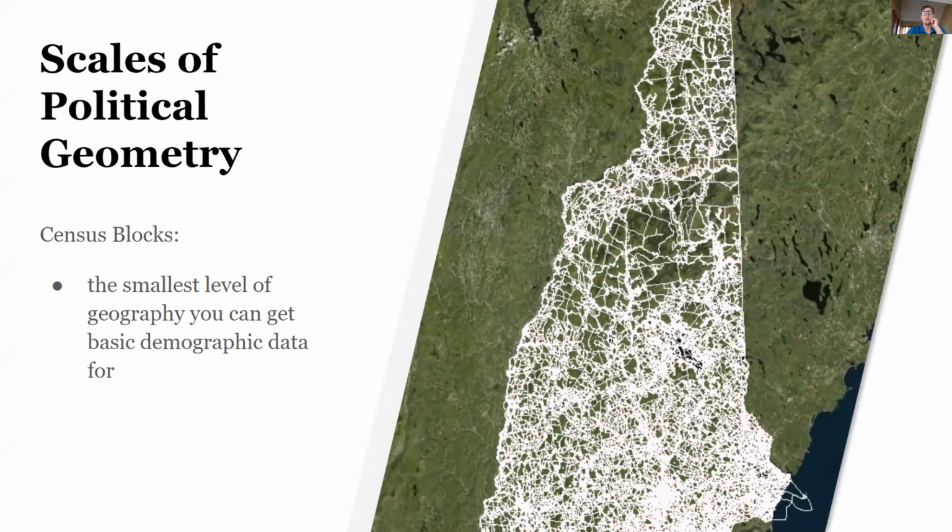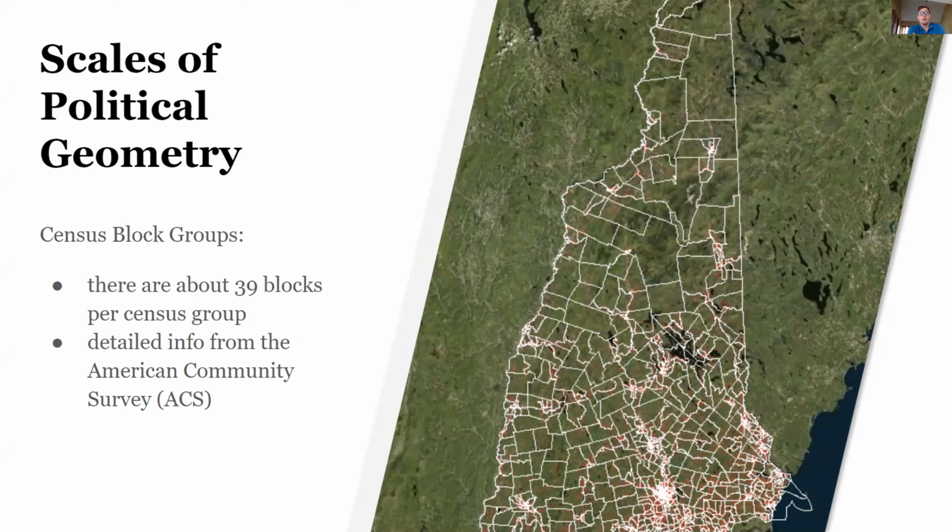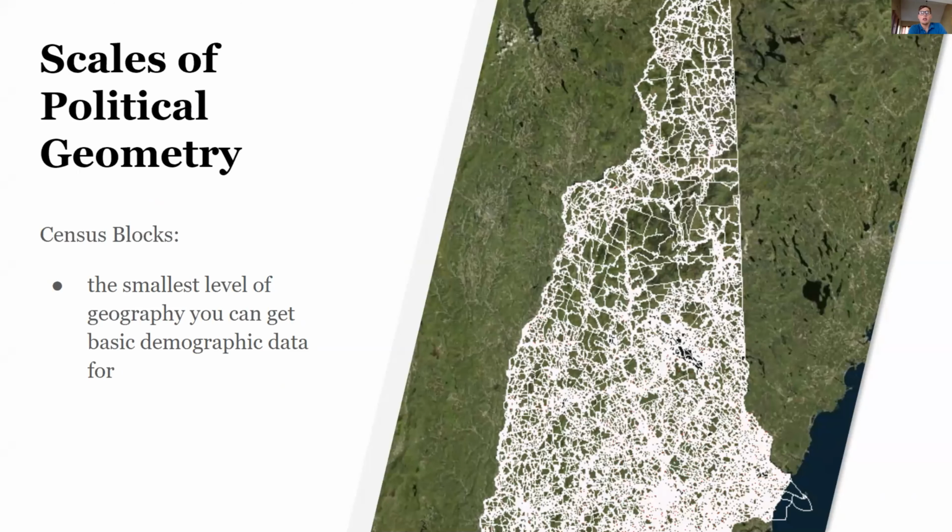I'm going to walk through the scales of political geometry. At the smallest level, we have census blocks. There is a large number of these across the country. This is a picture of New Hampshire, and as you can see, there are many, many census blocks, so many that it even becomes like a solid line down there in the southeast corner of New Hampshire. This is where it all starts, though.